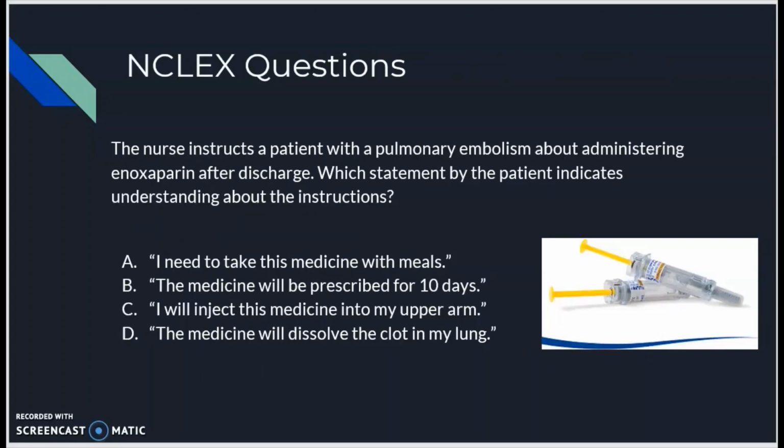Here is a question. The nurse instructs a patient with a pulmonary embolism about administering enoxaparin after discharge. Which statement by the patient indicates understanding of the instructions? A. I need to take this medicine with meals. B. The medicine will be prescribed for 10 days. C. I will inject this medicine into my upper arm. D. The medicine will dissolve the clot in my lung.